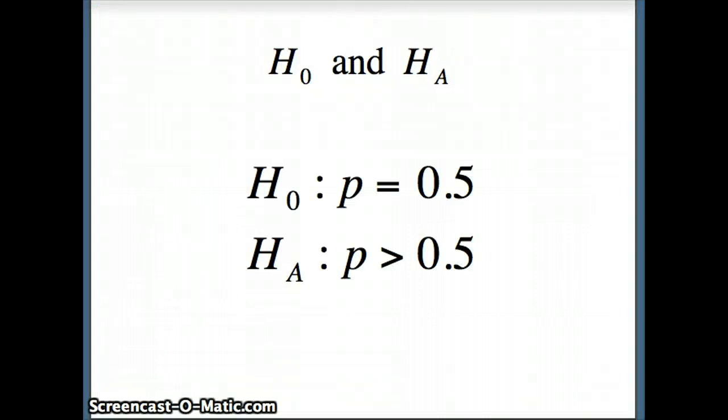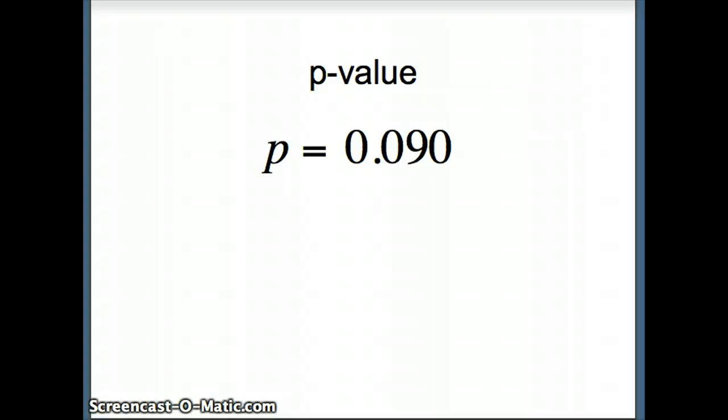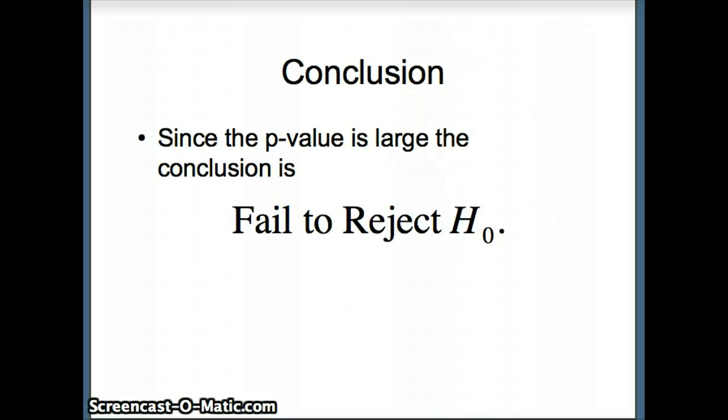So let's look at our 5 requirements again. First off, H0 and HA, which we have stated here. Next, I want to state the test statistic. Test statistic Z is 1.34, which we have here. Third, we're going to state the p-value. P-value is 0.090, which is a high p-value. So based on that, we're going to say since the p-value is large, we fail to reject H0.